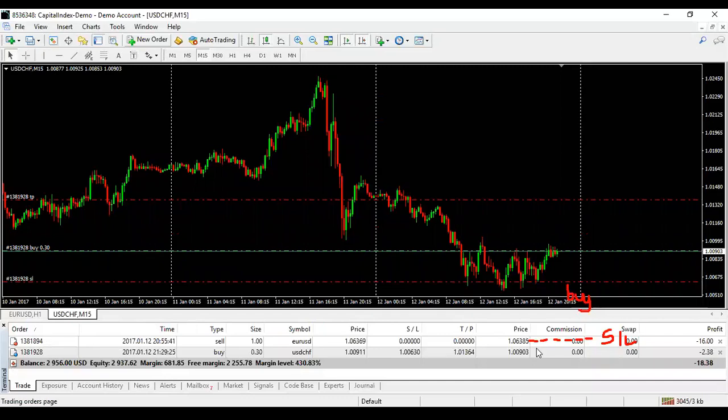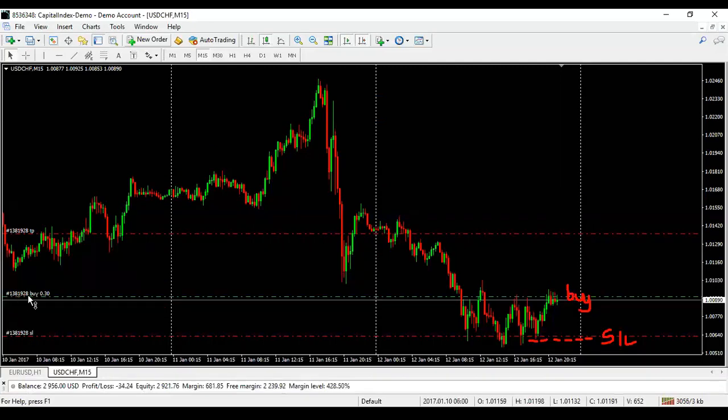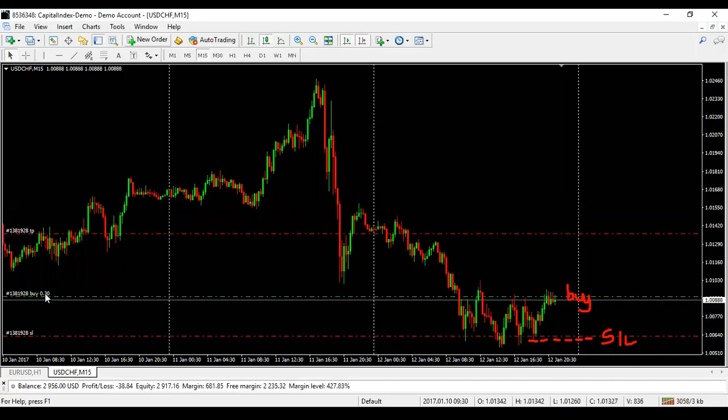Okay, so there you go. Now my terminal has how many trades running? It's got 2 trades running. Okay, everybody can see this is the trade I just placed, the buy on the USD CHF. Okay. Now it's got an order number and it says buy and it's got the lot size or the volume. So that's my entry price. That's where I entered the trade.